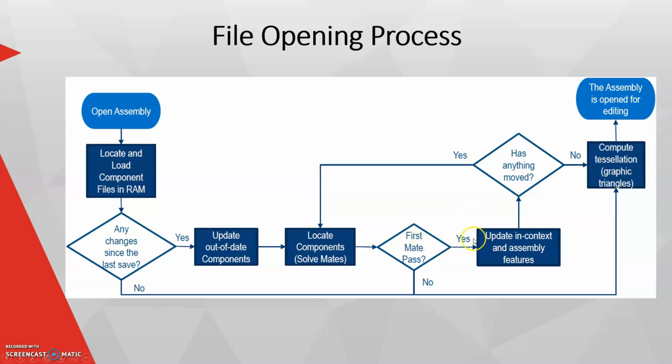If I do update the mates, I update the in-context and the assembly features, so it pushes through those changes. So say I have references or top level references, then it'll actually change those as well. It then looks and says, okay, has anything moved? Yes. And then it just carries on running through the process. But if it says something hasn't moved, then it's fine. Compute tessellation, and again open assembly.